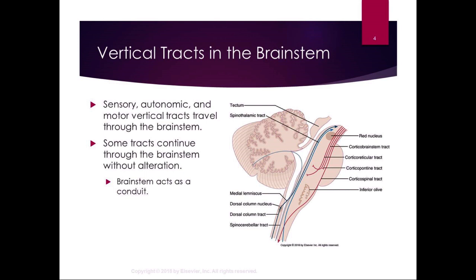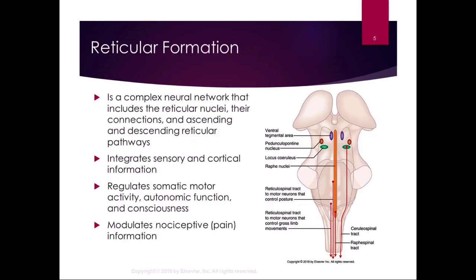So that's one of the functions of the brainstem. We talked in the somatosensory chapter about some of the divergent tracts, the spino-reticular tract, where it went from the spine to the reticular formation. Well, here's the reticular formation. It's a neural network within the brainstem that includes reticular nuclei, their connections, and ascending and descending reticular pathways. The job of the reticular formation is to integrate sensory and cortical information.